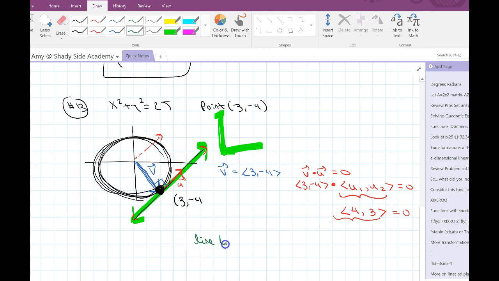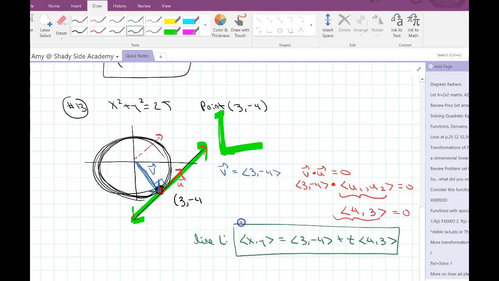So line L could be described by all the points x, y, passing through the point 3, -4, plus any scalar multiple of the vector that the line is parallel to. Ding, ding, ding, ding. Good job. I'm very happy.